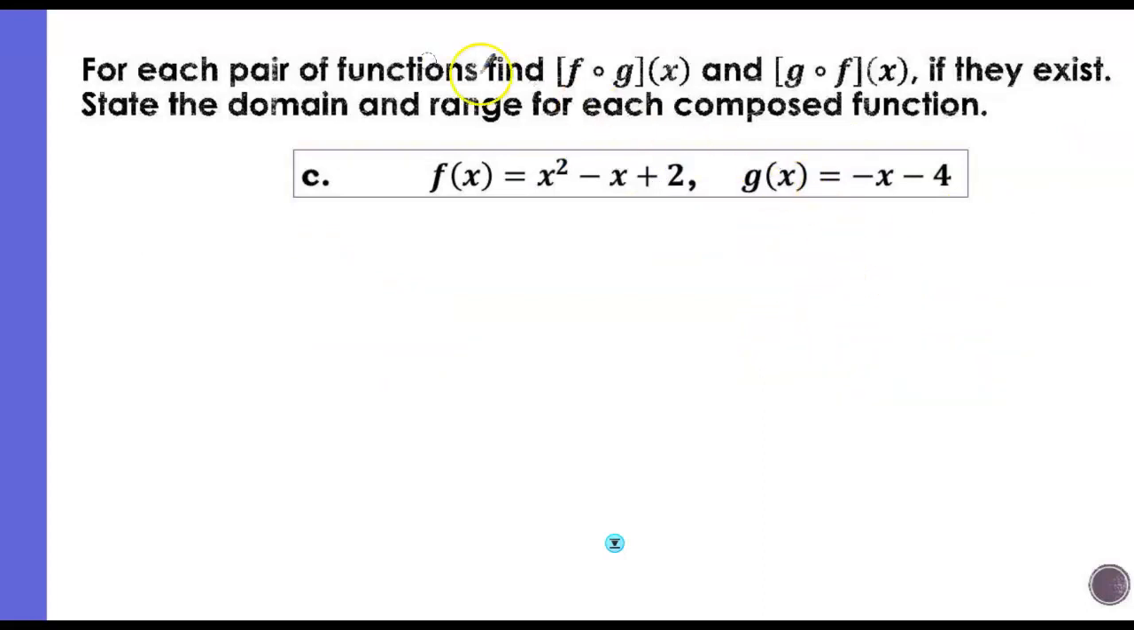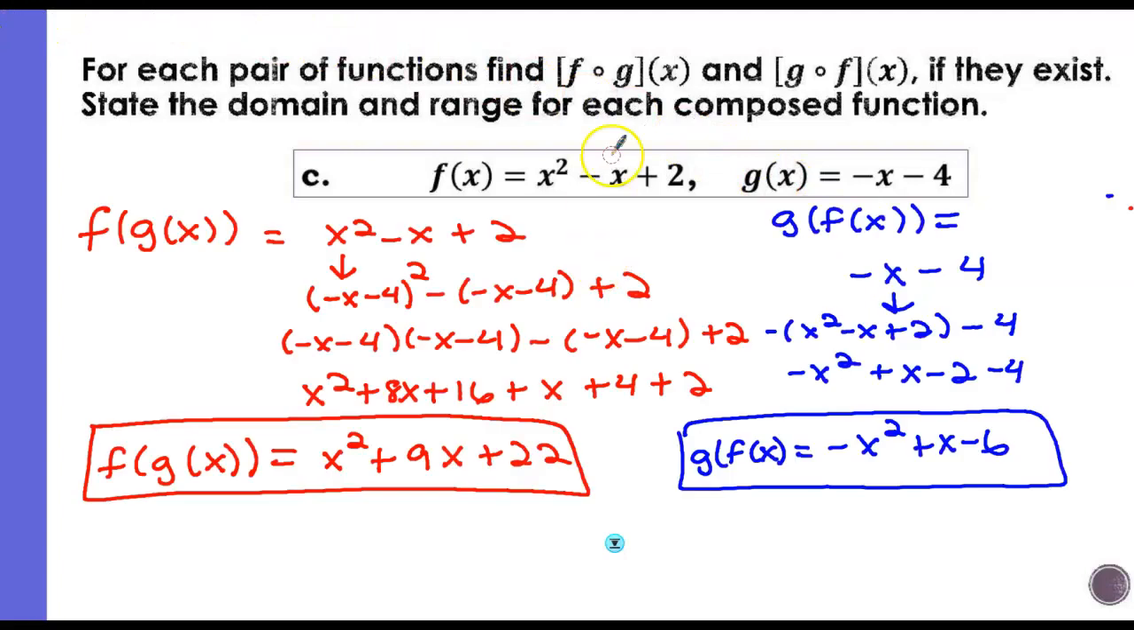Go ahead and pause the video, and I want you to try to do this one on your own. All right, so check it out, see if you got the same answer I did. I wrote down the f function, and within it, I replaced it with the g function. So here, negative x minus 4 squared, I wrote it twice to square it and worked it out. I distributed the negative here, and then added 2 and combined like terms. And then on this part, I wrote down the g function, and then I distributed this negative and combined like terms.